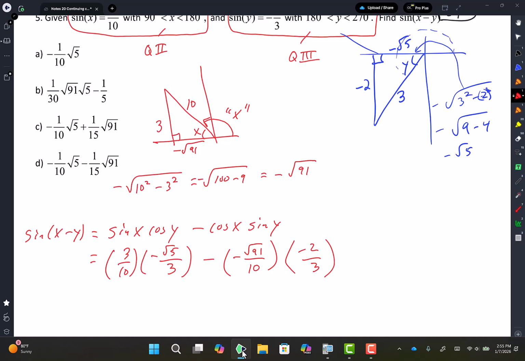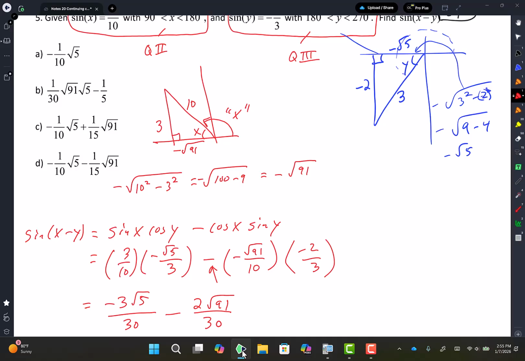So let's see what we got. Well, I'm talking about this one, in case you were thinking about maybe that one. Sorry, guys. I should have been more specific. 3 times negative square root of 5, so that's going to be a negative: negative 3 square root of 5 over 30, minus 2 square root of 91 over 30. So I'm going to look for that answer first. Do I see it?